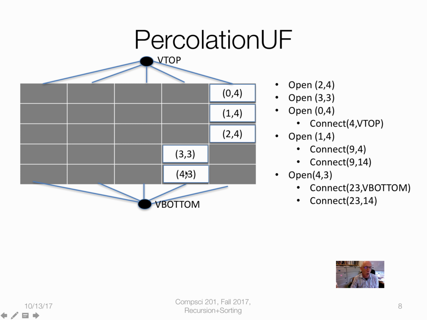Remember that whenever you open a cell, you check its 4 neighbors and simply connect them when they're open. And if you open a cell in the bottom row, you connect it to VBottom, and a cell in the top row, you connect it to VTop. How do we know when the system percolates? If VTop and VBottom are connected, the system percolates.